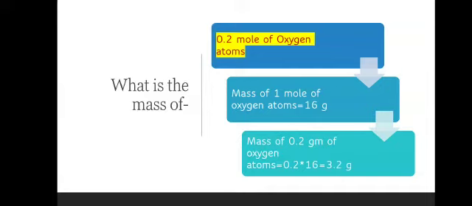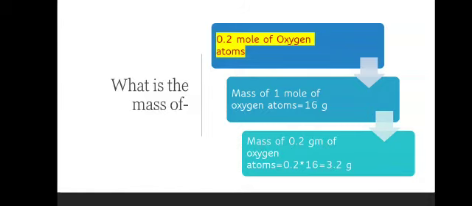So what is the first question you see? 0.2 mole of oxygen atom. Here they have given oxygen atom, not molecule. If it is a molecule, then only O2 will come. If it is in the gaseous form or something, O2 will come. But here they said properly oxygen atom. That means only one oxygen is there. That is what we need to check: oxygen atom or molecule.